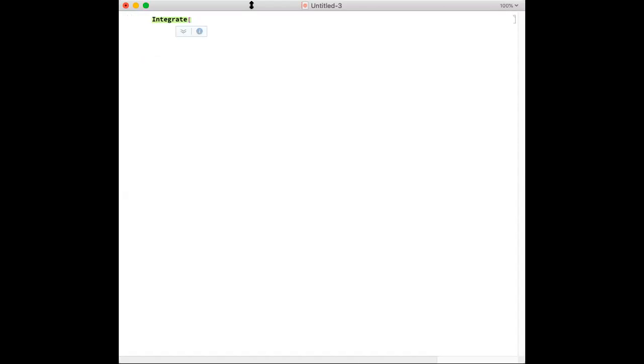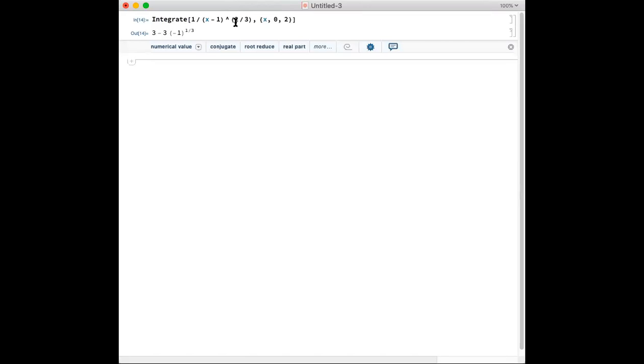Just a quick note, you can do this in Mathematica. So if you want to integrate something, although we could do that last one, what was it? It was 1 over (x minus 1) to the 2/3 power. And x ranged from 0 to 2. And it's sort of interesting how they gave us the answer 3 minus 3 times -1 to the 1/3 power.